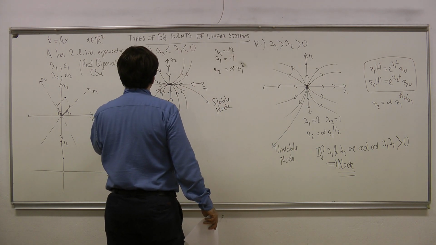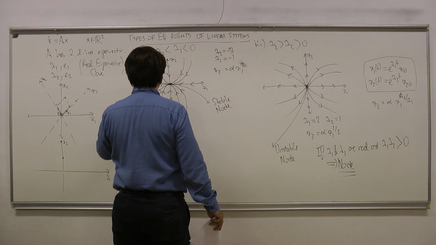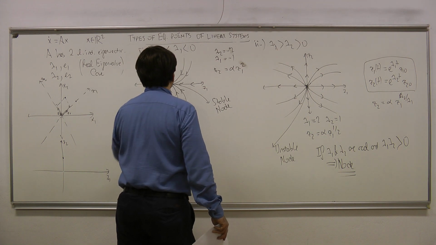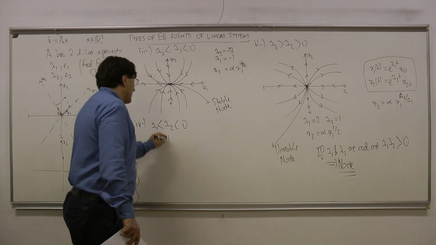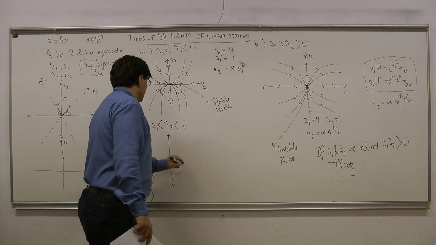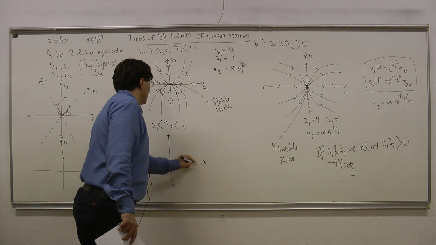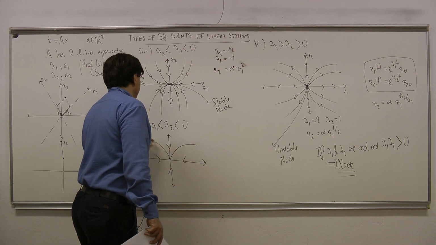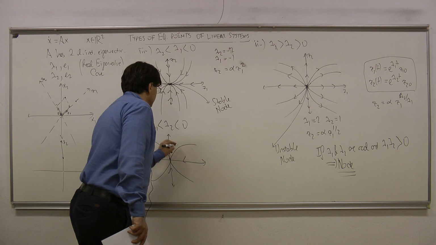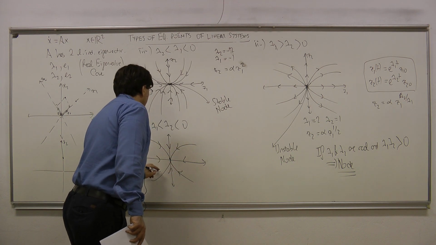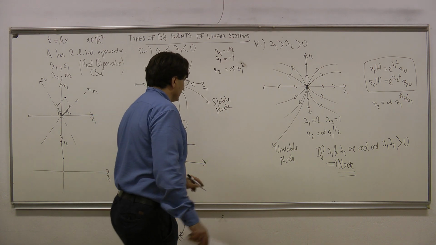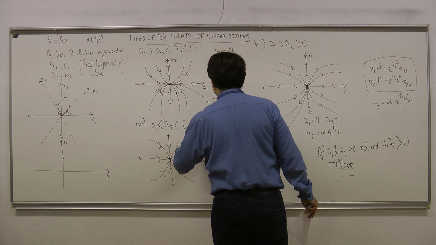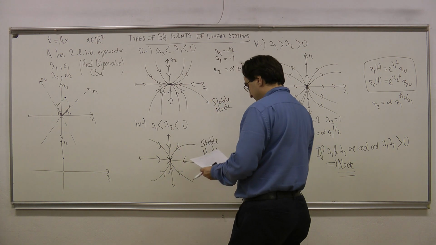Let us see the fourth case. So I would have lambda 1 is smaller than lambda 2, smaller than 0. In that case, just give some numbers and see that the trajectories would be this type. And they would be converging to the equilibrium point. So we have again a stable node. Okay?